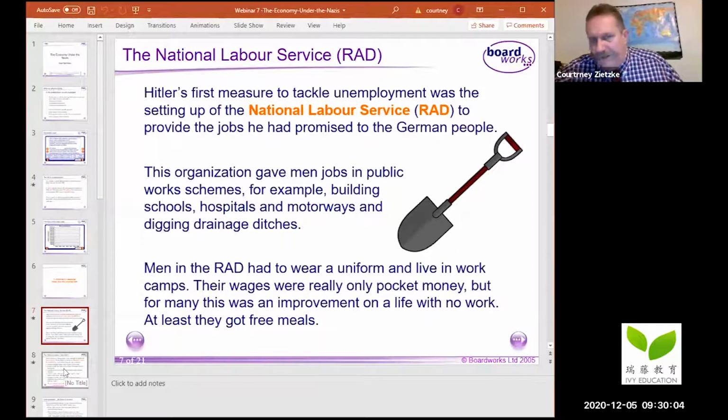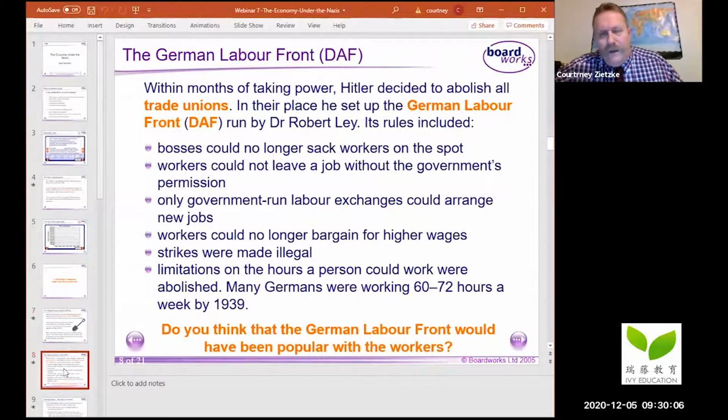Okay, now we have the German Labor Front, or the DAF. Within months of taking power, Hitler decided to abolish all trade unions and in their place to set up the German Labor Front. The interesting question is, why did they do that? Why did they abolish all trade unions? Because the trade unions were there to look at collective bargaining. That would mean that you're going to bargain with the Fuhrer? No, you're not. You're going to do exactly what he tells you to do.